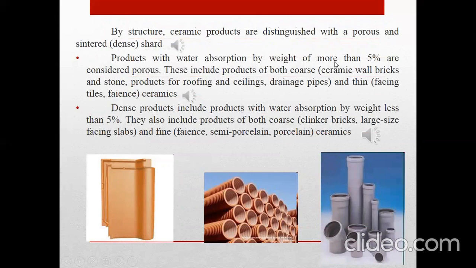By structure, ceramic products are distinguished with a porous and sintered, dense shard. Products with water absorption by weight of more than 5 percent are considered porous. These include products of both coarse ceramics, wall bricks and stone, products for roofing and ceilings, drainage pipes, and thin, facing tiles, ceramics.